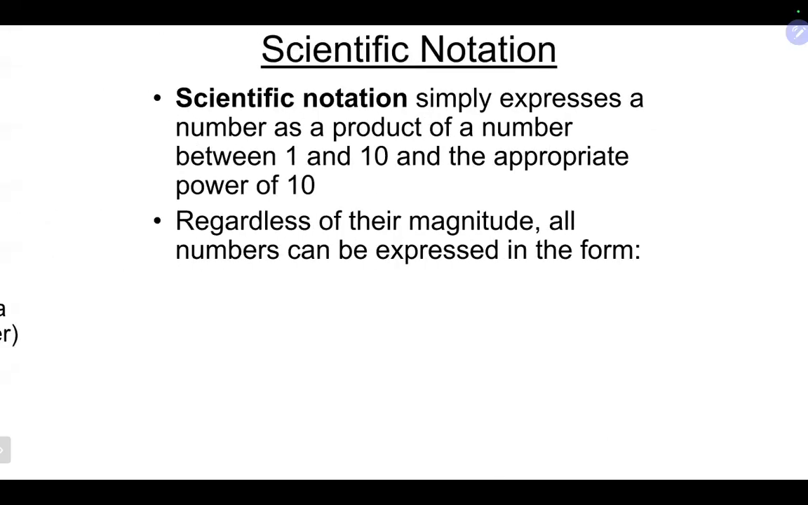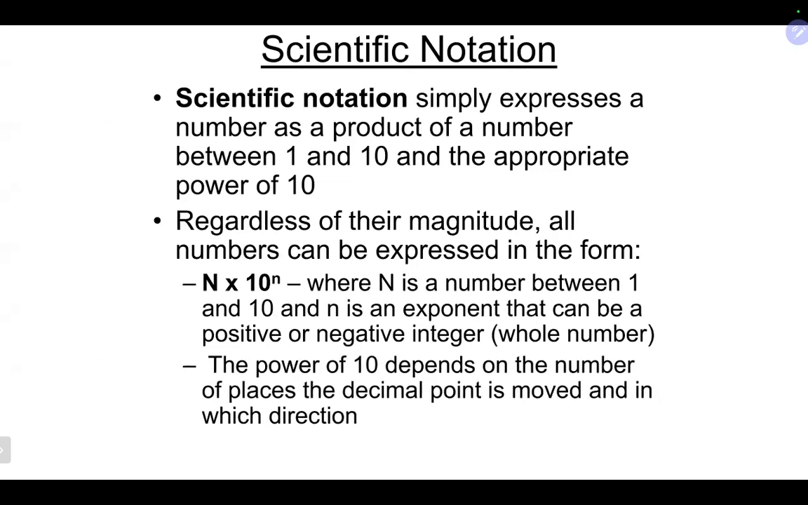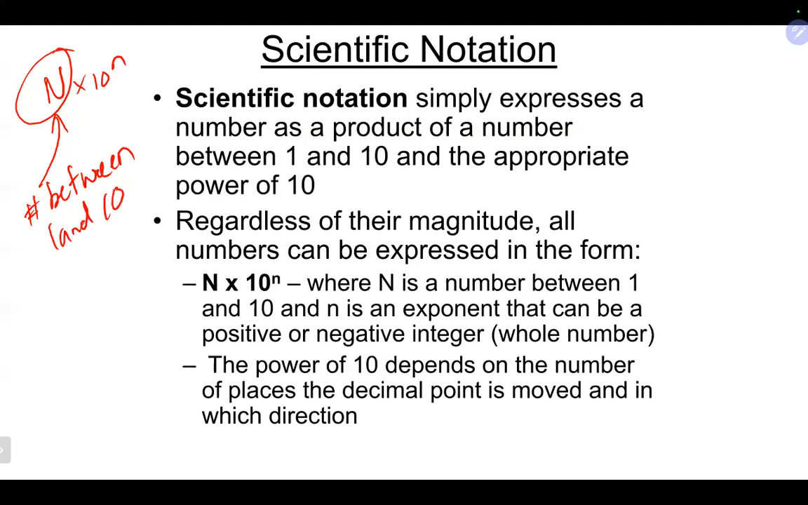And scientific notation has a general form, as you can see there, of N times 10 to the n. This first guy here is a number between 1 and 10. It has to be a number between 1 and 10. It cannot be 10, 20, 100. Can't be point something. It needs to be a number between 1 and 10.